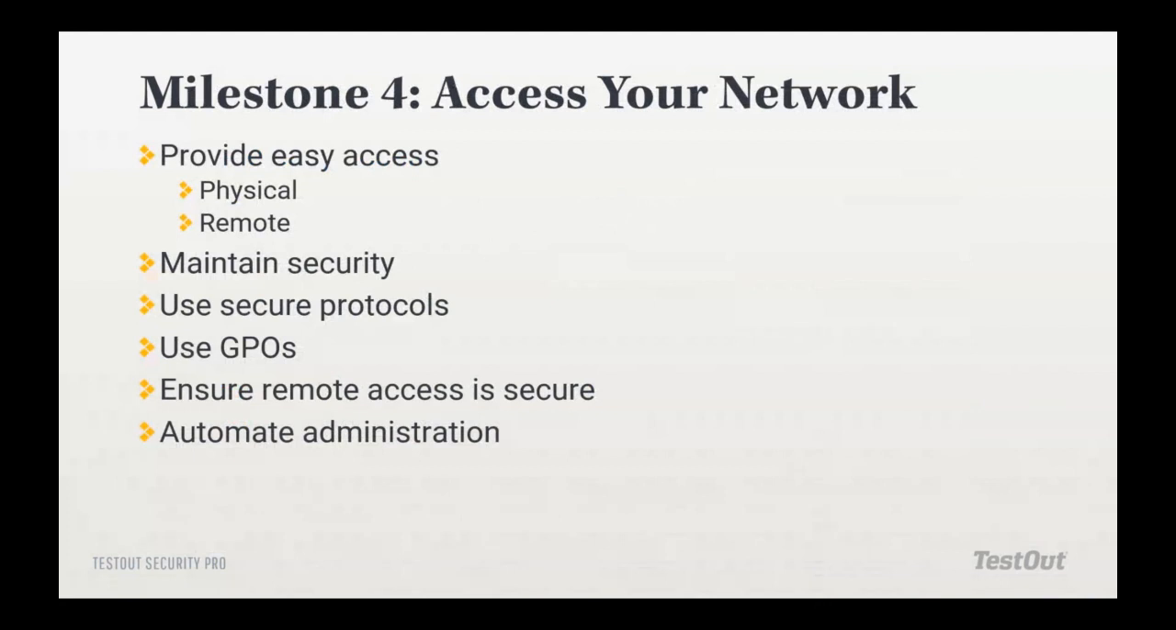This will move us into milestone 4, which is assess your network. So this is the device accessibility. This helps to ensure that all your devices on your network can be easily accessed while still maintaining the device's security. Now, the accessibility includes physical access as well as remote access.